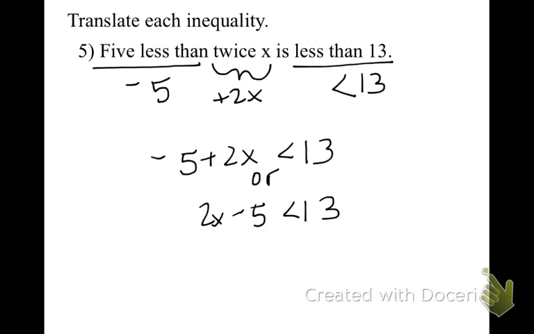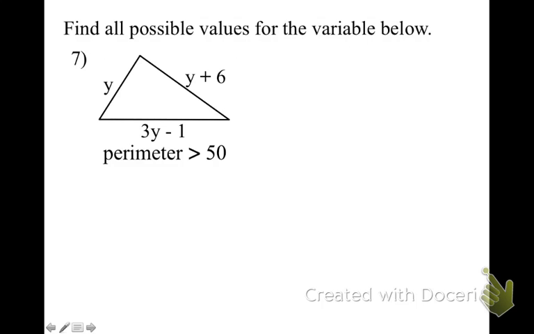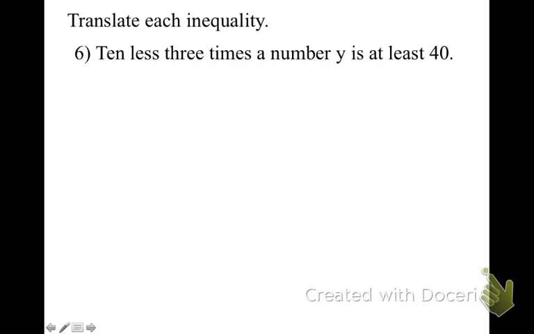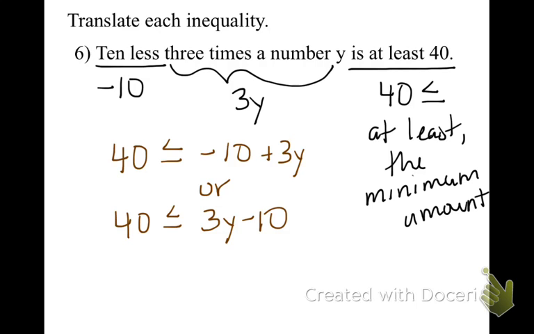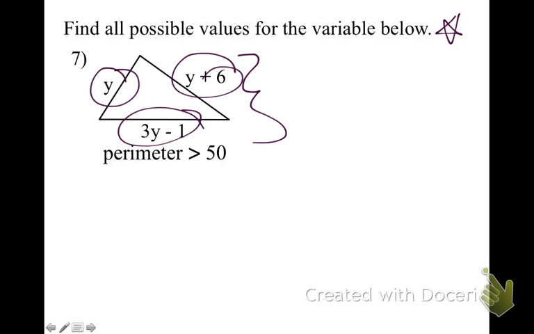So if you're solving at home, either answer is acceptable. Now go and write down number 6. If you were solving at home, either answer is correct. Now go and write down the directions as well as the triangle. Make sure you label each and every side, as well as have the perimeter is greater than 50, all in your notes.